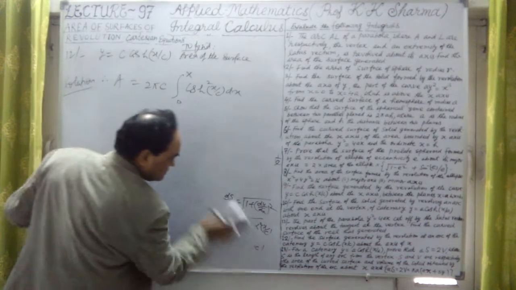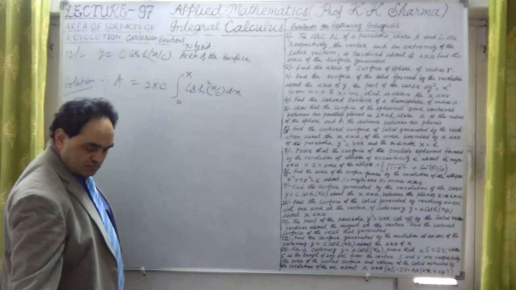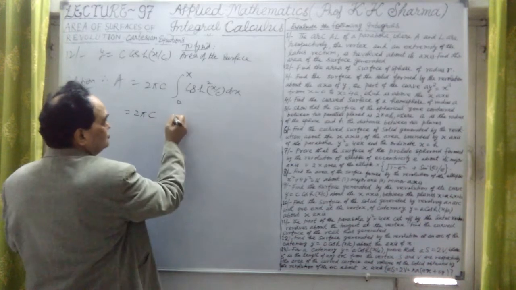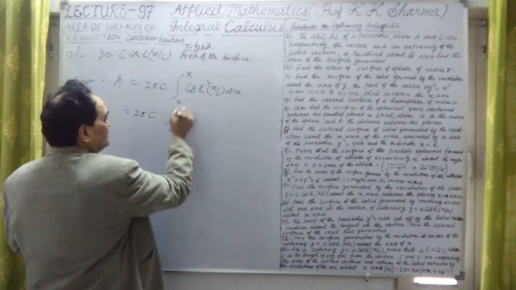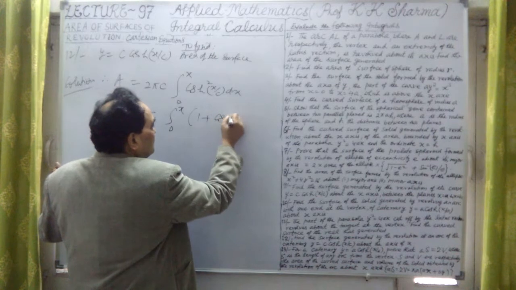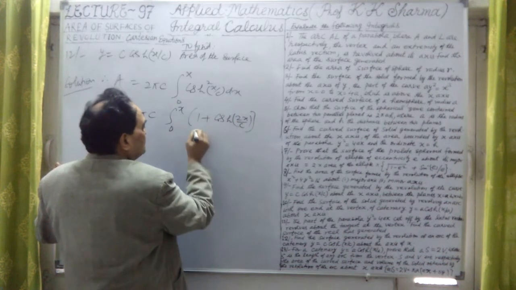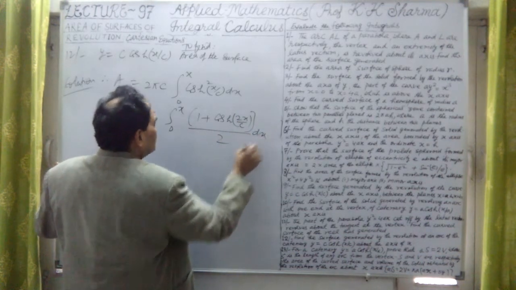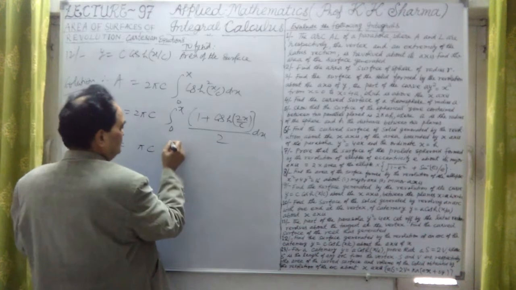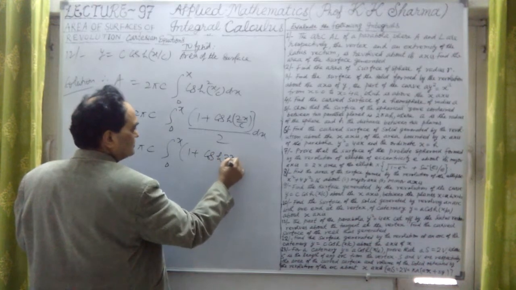Therefore, the area is twice pi into c, integral from 0 to x of this. First, let me convert this by a trigonometric identity. This value is nothing but (1 plus cos hyperbolic twice x upon c) divided by 2, into dx. The half comes out, so it is nothing but pi c, integral from 0 to x of 1 plus cos hyperbolic twice x upon c.